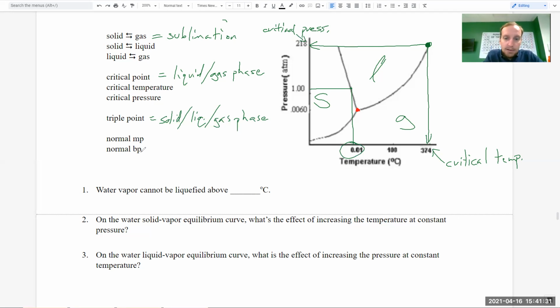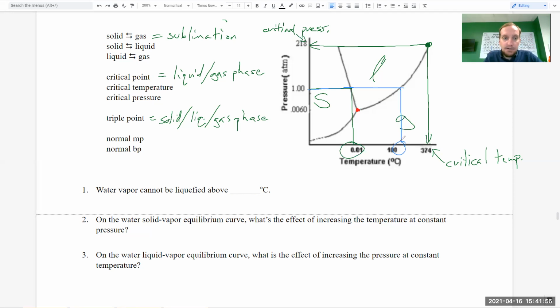The normal boiling point, what I'm going to do is go from my normal line. I'm going to change colors from 1 atmosphere, because remember the word normal means 1 atmosphere or sea level. I'm going to go over here all the way to my boiling. Boiling is when you go from liquid to gas, so right there. And then I'm going to go straight down and right there would be our normal boiling point.